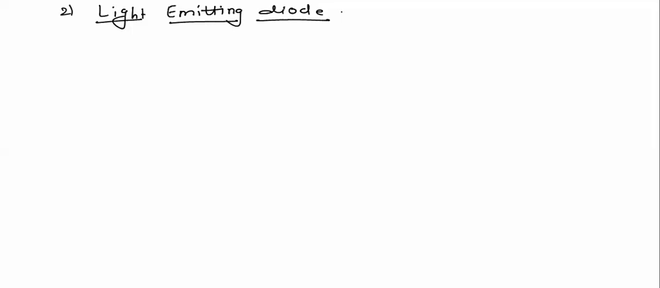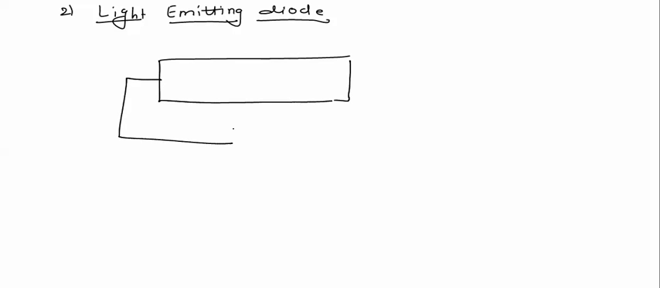The next diode is the light emitting diode. Light emitting diode is another type of diode which is used especially as a light source in optocouplers. In a light emitting diode, operation is simple.